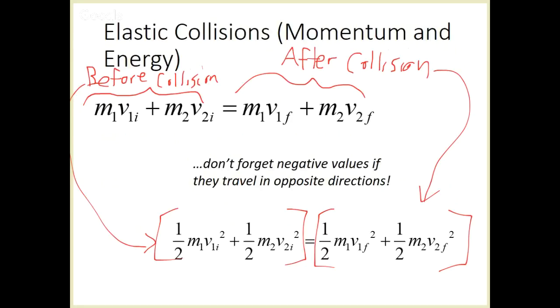Now, here's a biggie. Don't forget, if you've got two objects going in opposite directions, momentum is a vector, so it needs a negative if one's going right and one is going left. Do not forget the negative values of velocity there. For kinetic energy, which is a scalar, negatives don't matter, especially since negative 2 squared is just 4, and 2 squared is 4. So for kinetic energy, don't worry too much about negatives. But for momentum, that is a vector, the velocity is not squared, you do have to worry about negatives there.